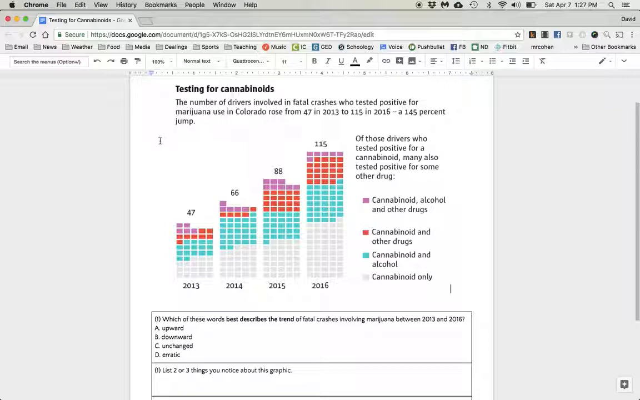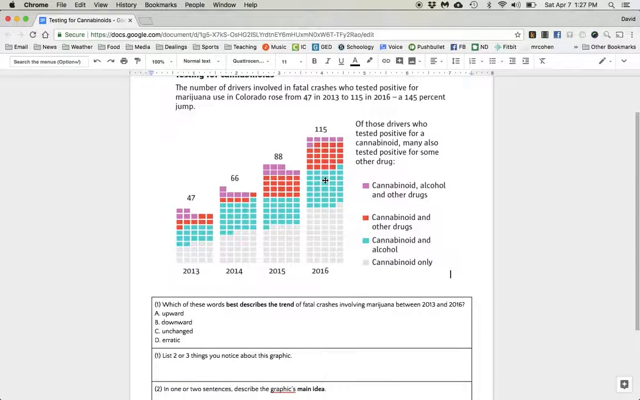Other things I notice, one, this is just a Colorado study. Two, I think Colorado legalized marijuana in 2013. So that's probably why they started the chart here. At this point, they probably have other years they can add, but haven't yet.